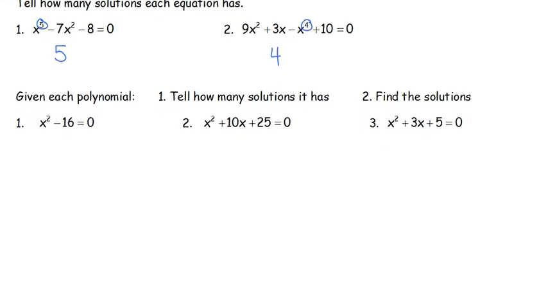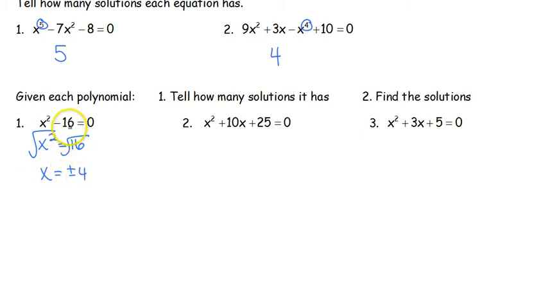So now we are going to say how many solutions should we expect to find, and actually find those solutions. So for number 1, I've got x squared. So I know I should expect to find 2 solutions. If I want to find these solutions, there's a lot of different ways that we could do this. One way is to move the 16 over, so x squared is equal to 16, square root both sides, and we've got x is equal to a positive or negative 4.